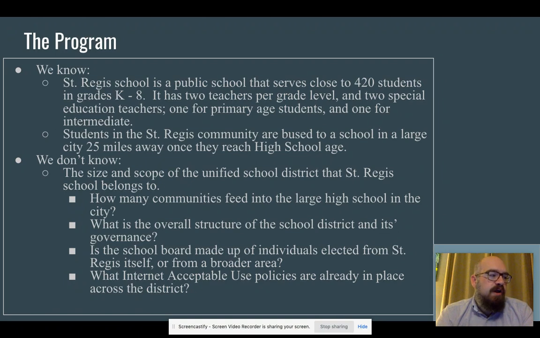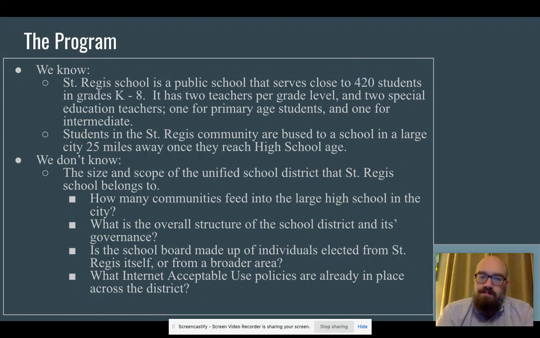In terms of the program or the building, we know that St. Regis is a public school because it mentions that it takes state monies. It also receives federal funding for special education. It serves close to 420 students in grades K through 8. It has 2 teachers per grade level and 2 SPED teachers, one for primary age and one for intermediate. Interestingly enough, the students in the St. Regis community are bused to a school in a large city 25 miles away once they reach high school age.